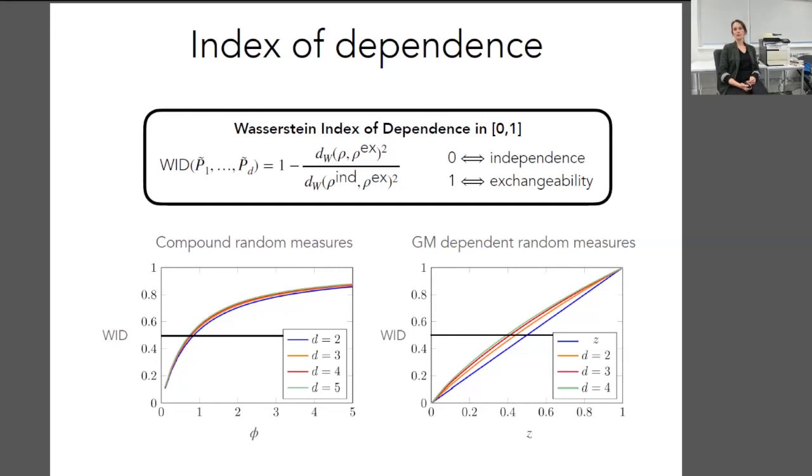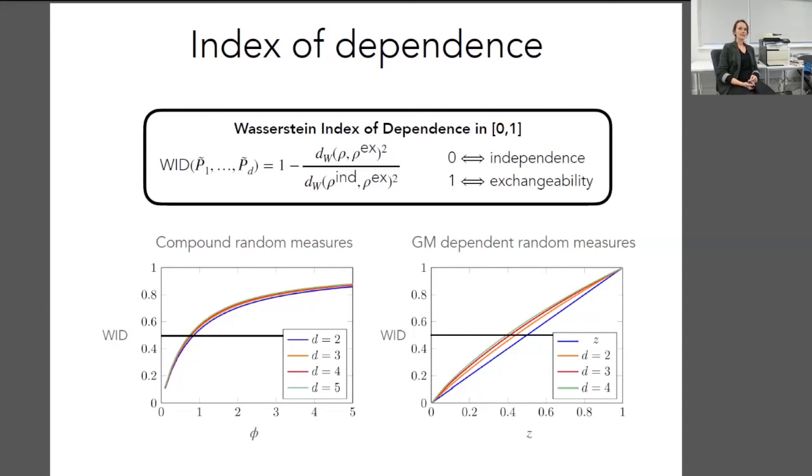And so to answer the initial question of when does a completely random vector have an intermediate dependent structure? Well, now that we know that the Wasserstein index is between 0 and 1, we can just say that this happens whenever the index is close to 1/2. So for example, with compound random measures, this happens when phi is close to 1, whereas with the additive random measures, this happens when z is close to 1/2.